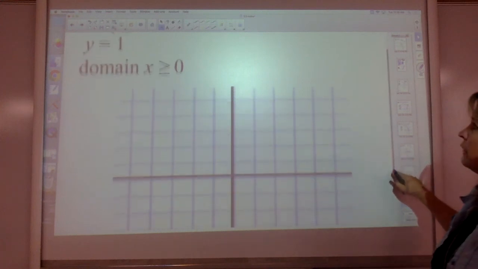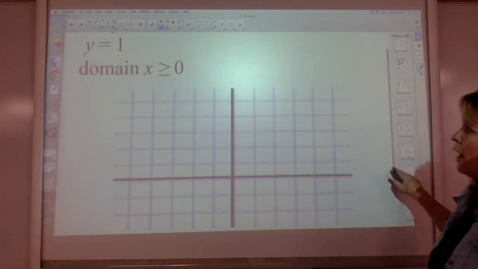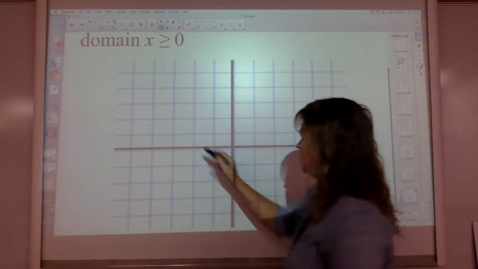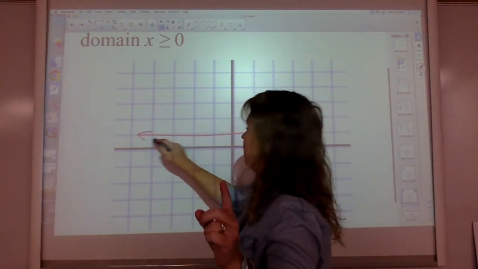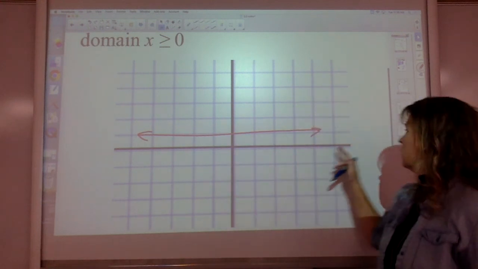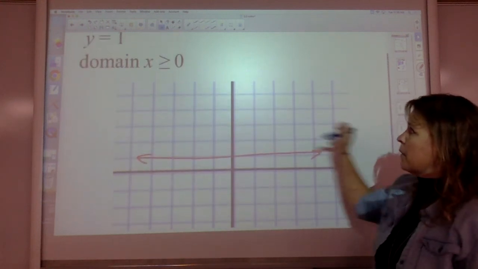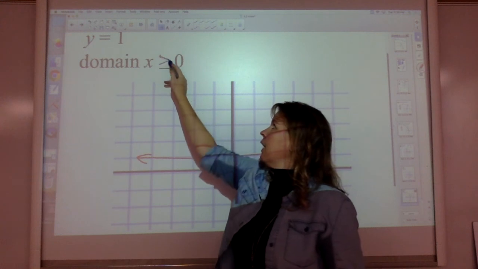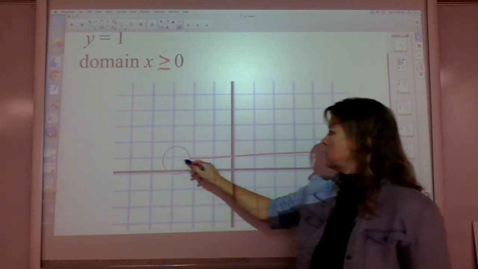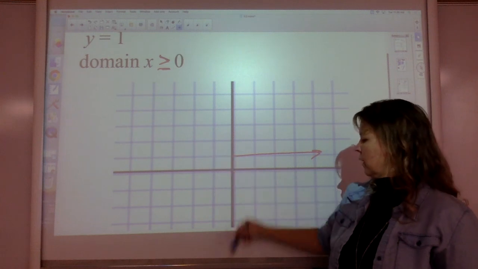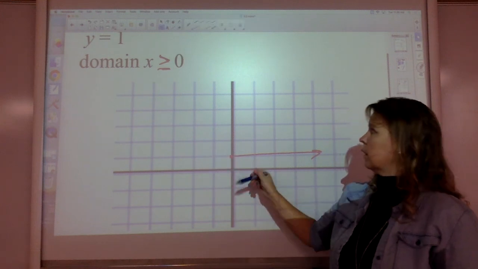One last one. If it gives you a domain, y equals 1. We're going to do y equals 1. Don't draw this yet. There's y. Ooh, that's a very crooked y equals 1. Draw it as straight as you can. But the domain says x has to be bigger than 0, or it could be exactly equal to 0. So we can't have any of that part of the graph. We have to start it here and go that way.